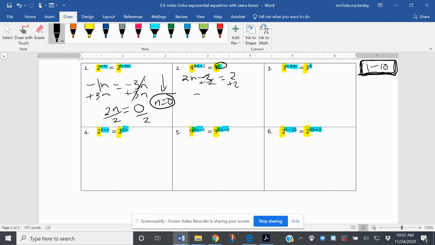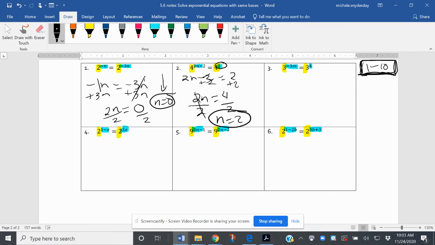So those go away, and I have 2n equals, 2 plus 2 is 4. The opposite of multiplication is to divide, so we divide both sides by 2, and this gives us n equals 2. So that's our answer. You just enter a 2 into Canvas if that was your result.